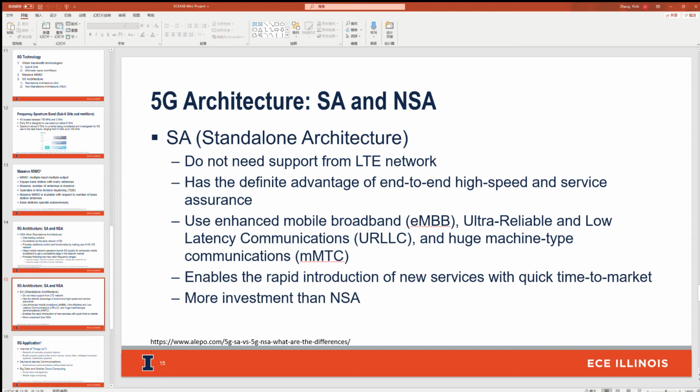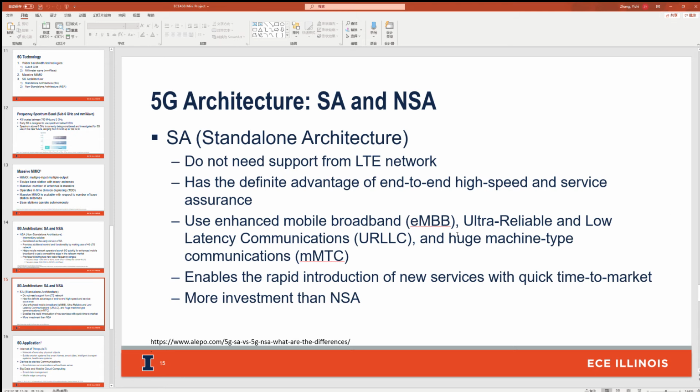The SA5G comprises a new end-to-end architecture that uses millimeter wave and sub-6 gig frequency, and this mode will not make use of the existing 4G LTE infrastructure. The SA5G will use enhanced mobile broadband, ultra-reliable and low-latency communications, and huge machine-type communications to implement multi-gigabit data rate with improved efficiency and lower cost.